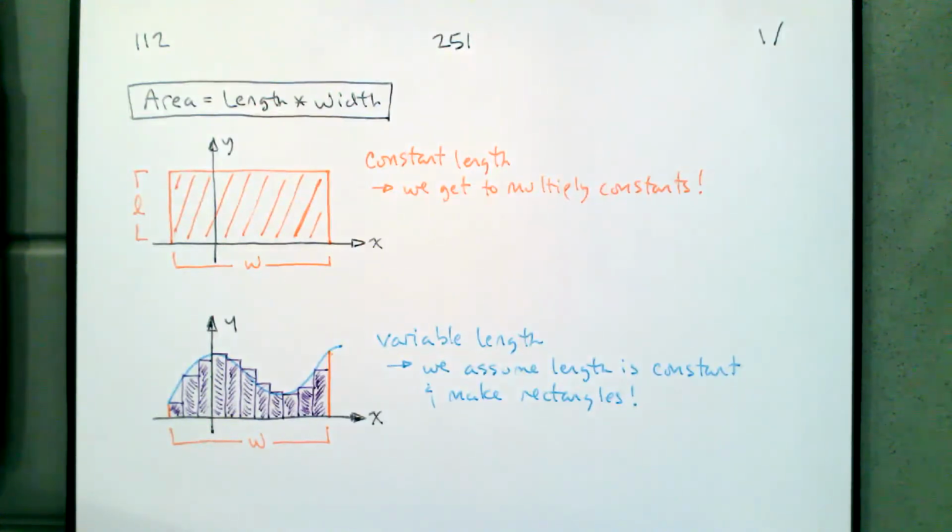Today, we're going to continue looking at area under a curve and talk about why we only need to worry about area is equal to length times width. Whatever the shape is, we're going to go with area is equal to length times width.